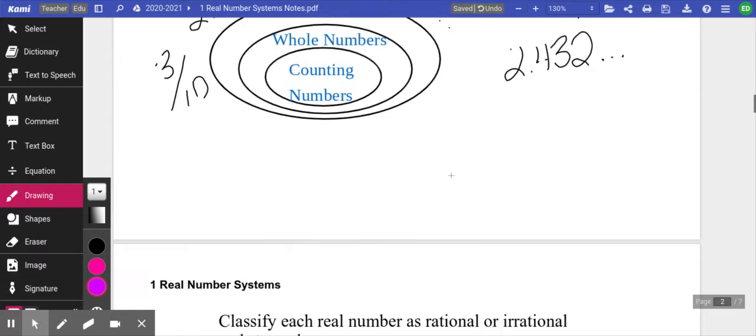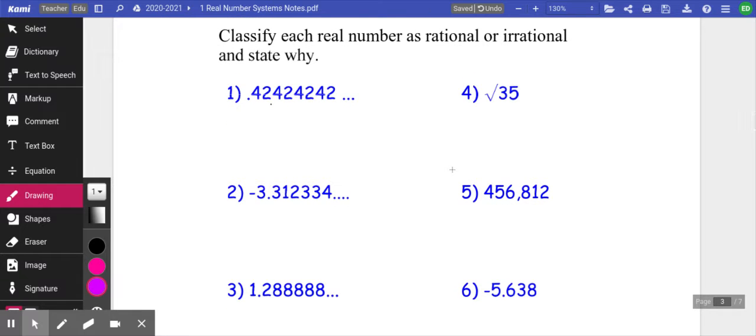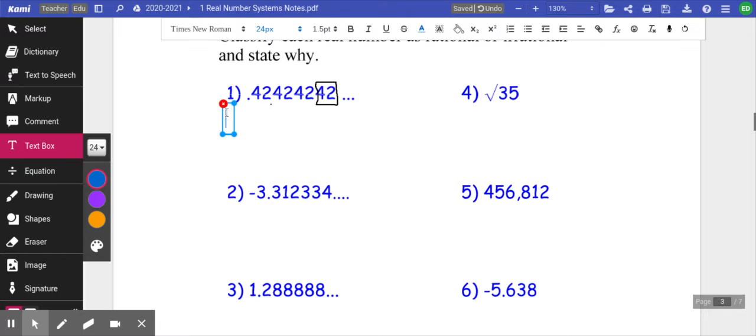So when we look below here, we did some of these in class together. You're classifying them as rational or irrational, and then you must be able to tell me why. So when we look at this first one, we have 0.42424242. We have this pattern where my 4-2 keeps repeating. As soon as I use that word repeating, we can state that this is a rational number because it's a repeating decimal.